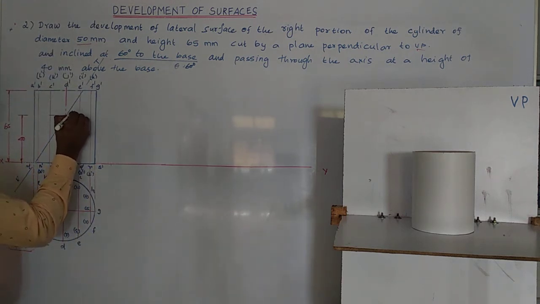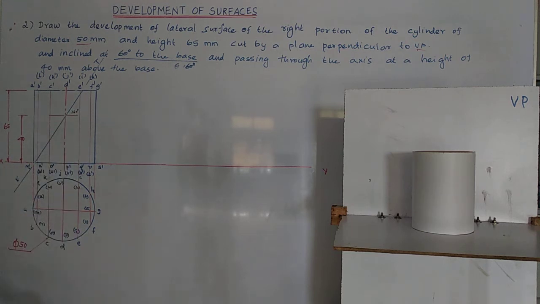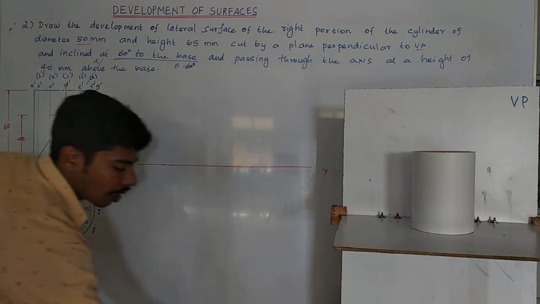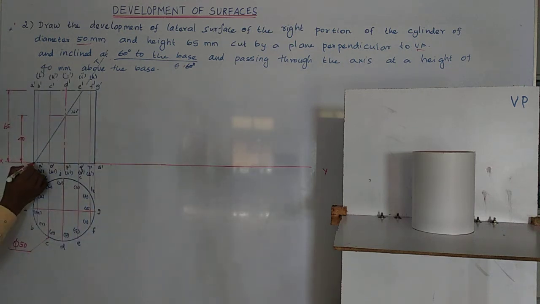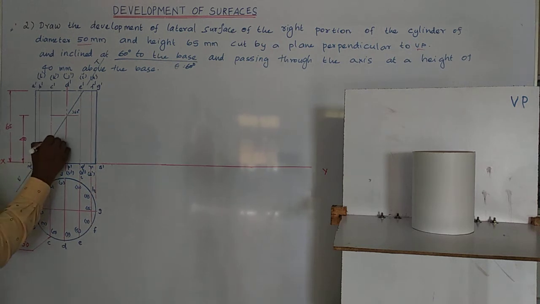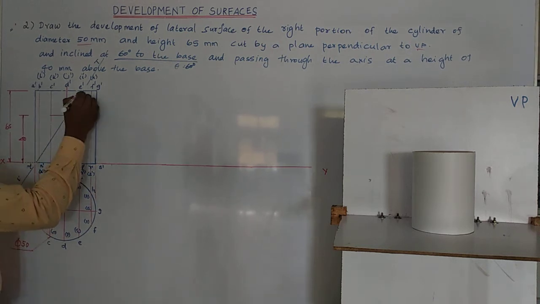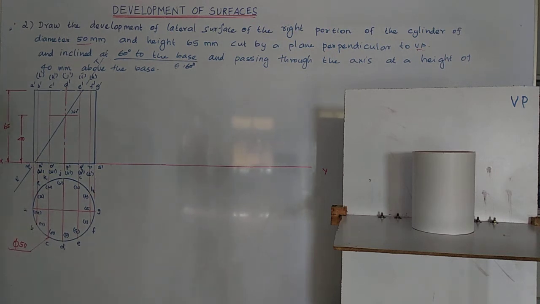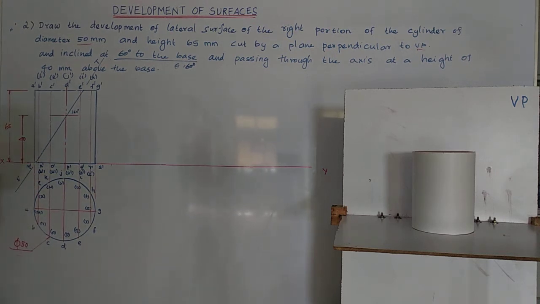This angle is 60. Then section points. What are the section points? First, here one point, second point, third, fourth, and fifth, 6 places. It is going to cut in 6 places.